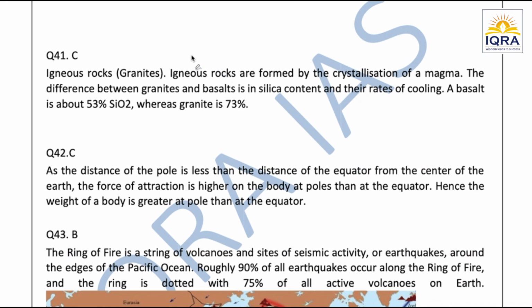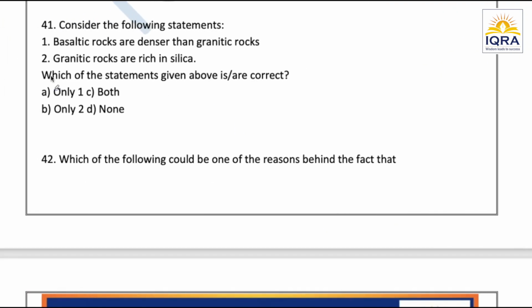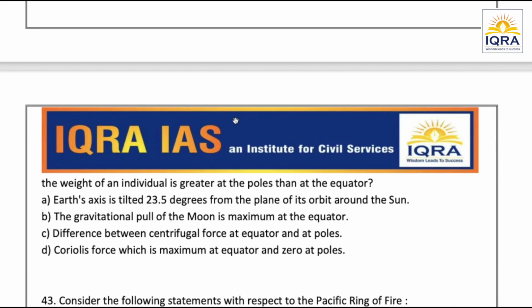Okay. So igneous rock, the granites part. Igneous rocks are formed by crystallization of magma, and you know the difference between granites and basalt is in the silica content and the rates of cooling. So basalt is about 53% silica, whereas granite is 73%. Hence option C becomes the correct answer for question number 41. Moving on to the next question.